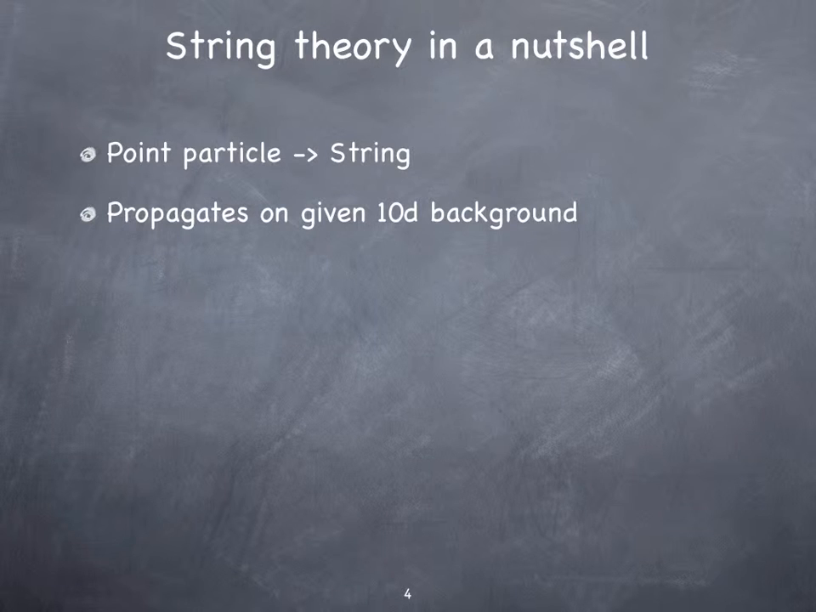Now you take your string and you quantize it and you propagate it on some given background and you check the quantum theory. In particular, you check for consistency. And what you find is that the theory, including supersymmetry, is only consistent if you propagate it on a 10-dimensional background. And also this background has to satisfy the Einstein equations of 10-dimensional supergravity theory.